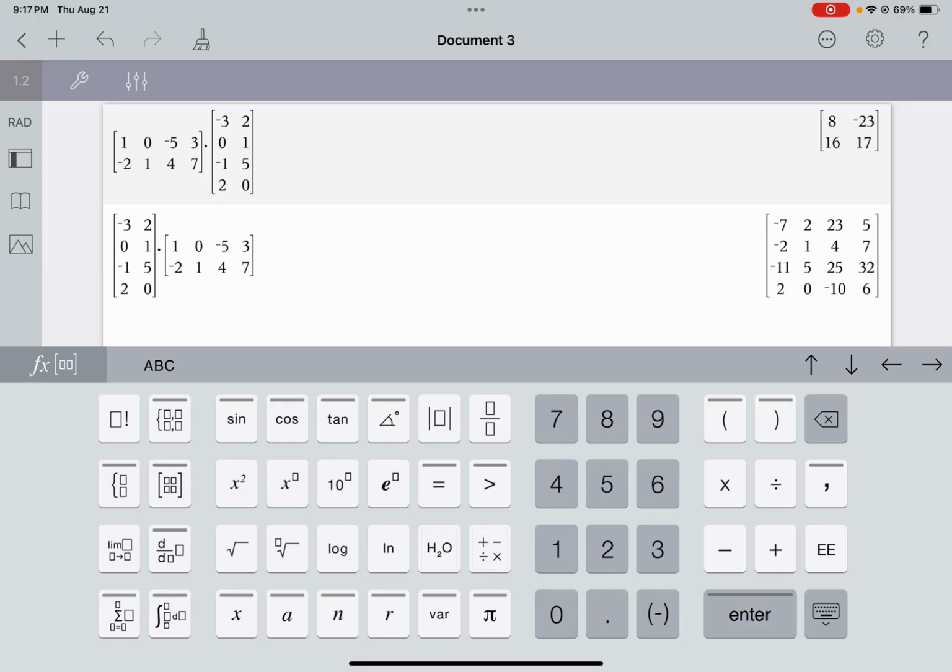So what that means is that you cannot switch the order. It does not have that commutative property. Okay, so that's just some extra free information.